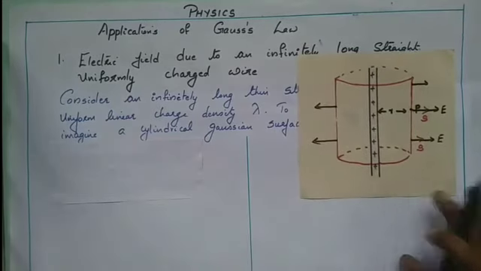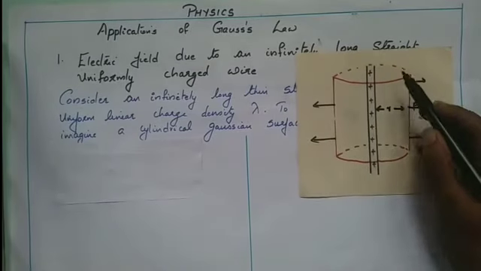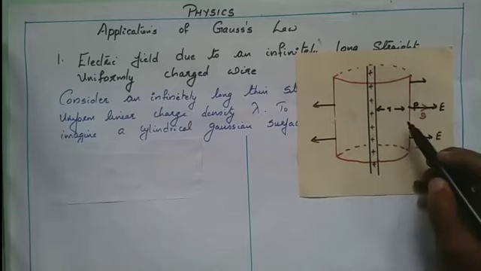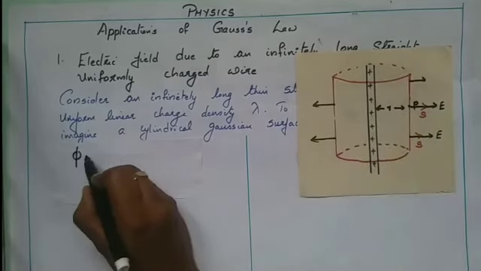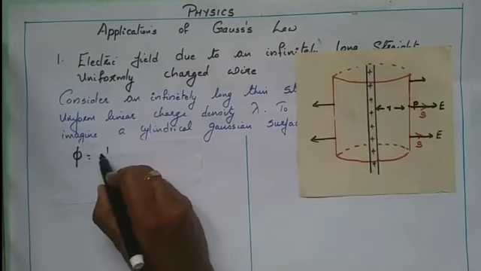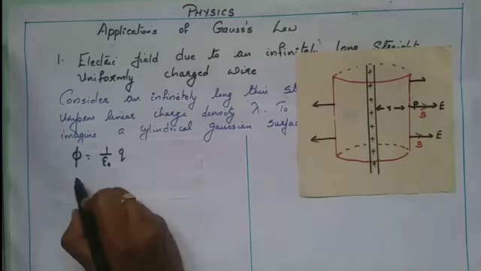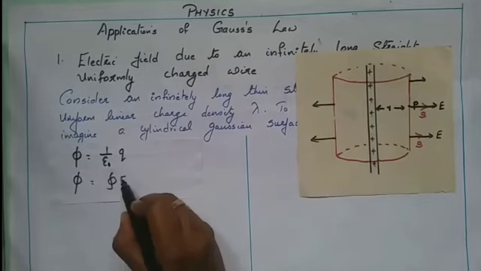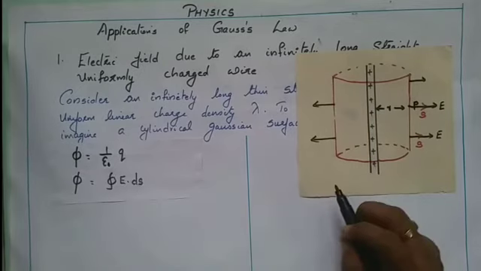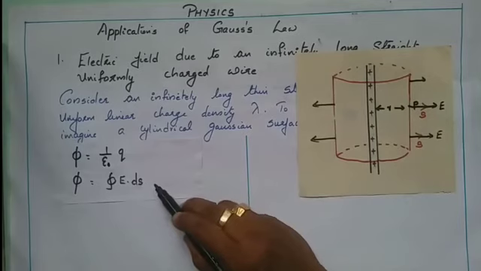Now, we can find out the total electric flux through the region. Here we know that there are three areas: the top face, the curved face, and the bottom face. So from Gauss's theorem, we know that phi equals 1 by epsilon 0 q. And from the general formula, we know that total flux phi equals the closed integral of E dot ds. This is the general formula for electric flux.